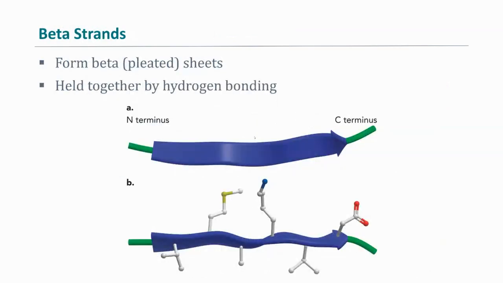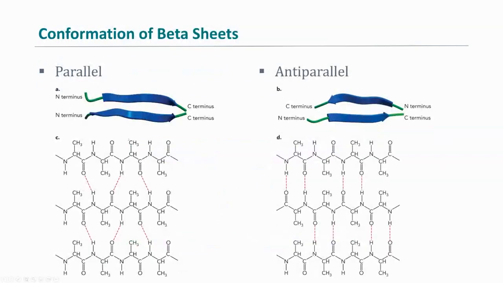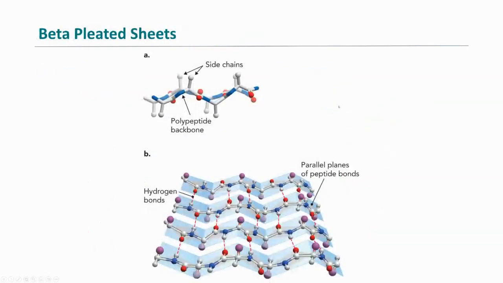And the beta pleated sheet, they can also form hydrogen bonds between these peptide bonds. See the CONH with this CONH here to form this hydrogen bond to stabilize the structure. For parallel, they are both in the same direction, and anti-parallel is the opposite direction. N terminal, C terminal, N terminal, C terminal is parallel; this is anti-parallel.